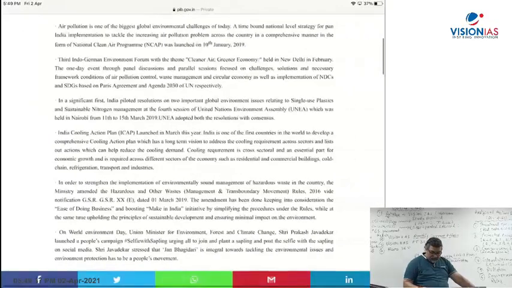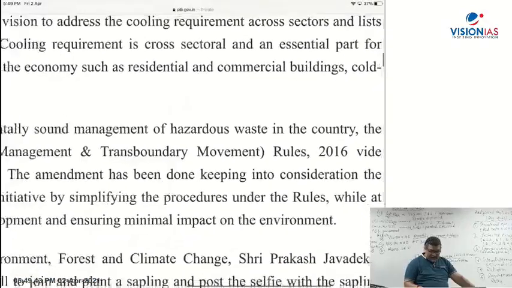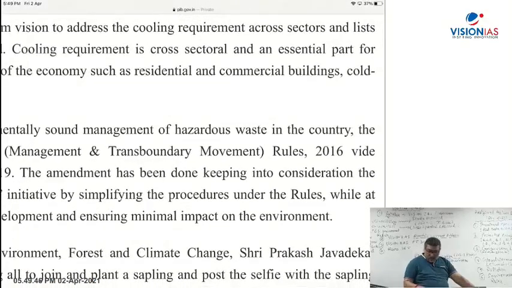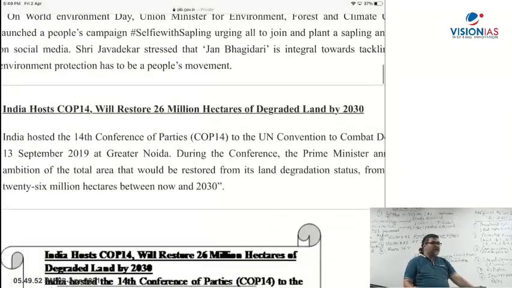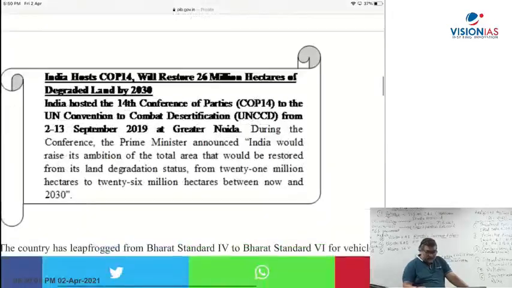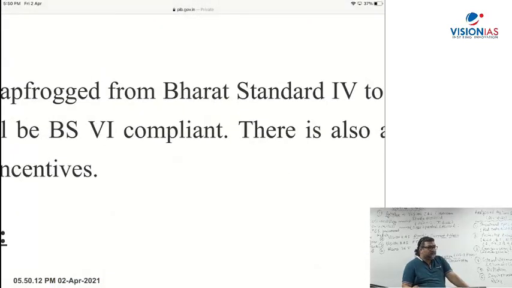Now you see here another one: Hazardous waste management rules, transparency rules. All these you find in the PIB. COP14 of UNCCD, the 14th Conference of Parties, was hosted by India in New Delhi. UNCCD is the United Nations Convention to Combat Desertification. Right, this is what you have there. BS6 compliant vehicles, Bharat Stage, based on Euro Norm 6, BS6 compliant vehicles in India. This is the current aspect.